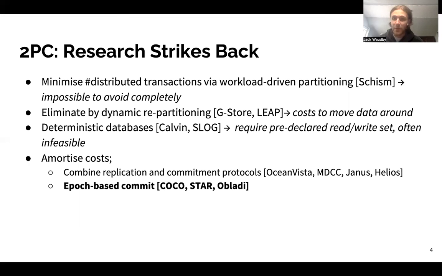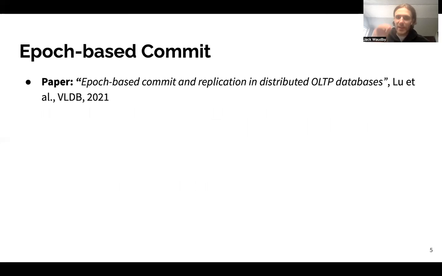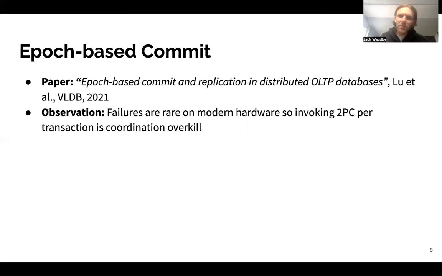There is another approach, and the star of the show today is known as epoch-based commit, which does something similar and tries to amortize costs. So let's have a look at what epoch-based commit actually is. This idea was proposed in a VLDB paper in 2021, and it's based on the observation that failures are rare, and increasingly so on modern hardware, so invoking two-phase commit on a per-transaction basis is actually coordination overkill.